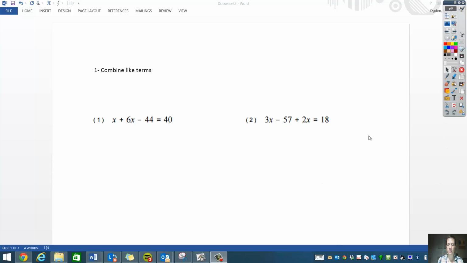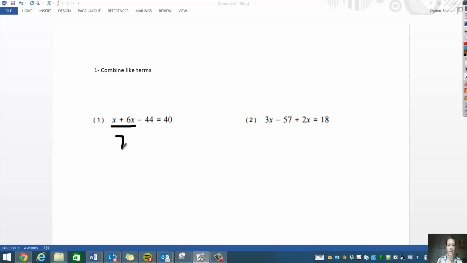So if you look at number 1, it says x plus 6x minus 44 is 40. The first thing that we want to do is combine like terms. I see that I have like terms here, and I know that I can simplify this expression by combining like terms. So I see x plus 6x, which is 7x.